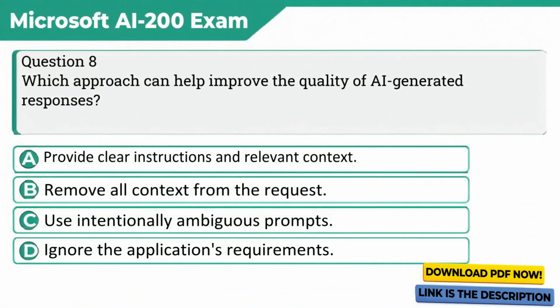Question 8. Which approach can help improve the quality of AI-generated responses? A. Provide clear instructions and relevant context. B. Remove all context from the request. C. Use intentionally ambiguous prompts. D. Ignore the application's requirements.